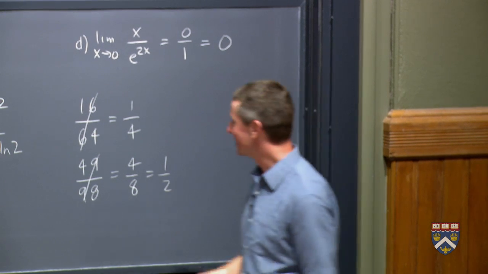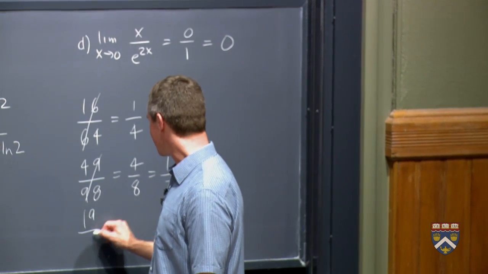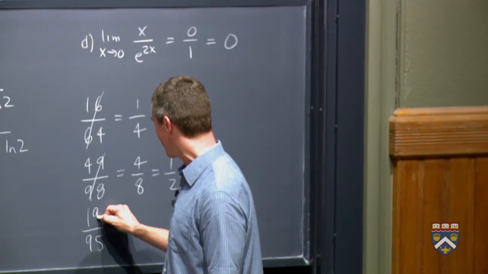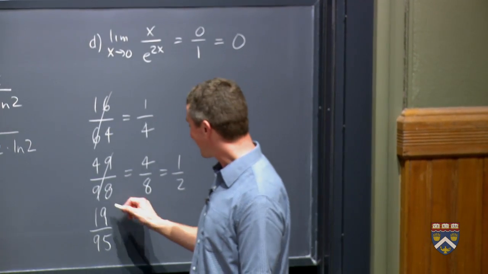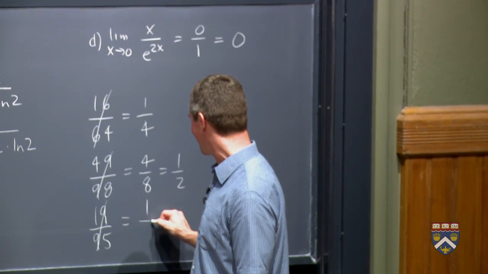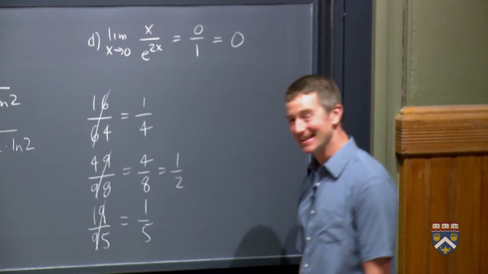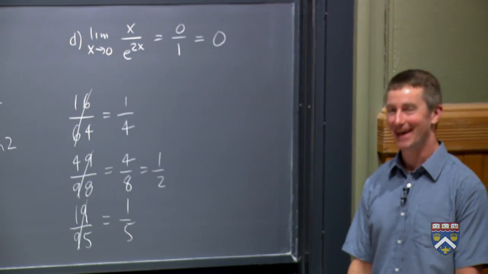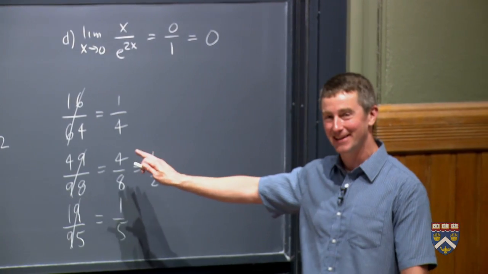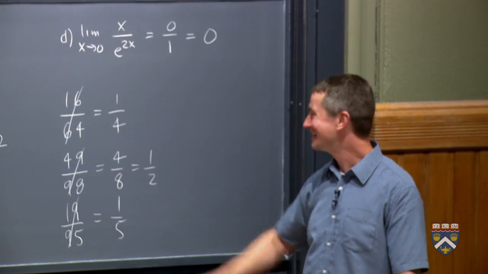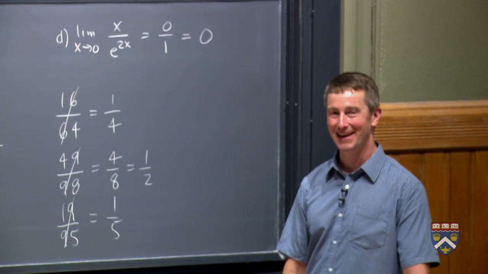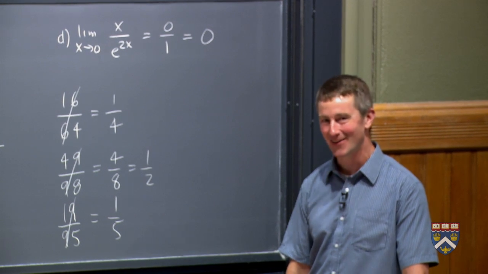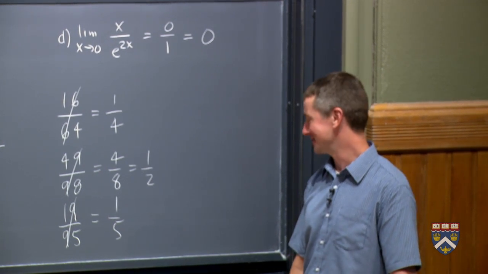I sure did. I might even do this, 19 over 95, just to pick another one completely randomly, of course. What would I do there? I'll cancel the 9s, and I would get 1/5. Again, did I get the right answer? Yes. Was any of these things legal? Absolutely not. So please don't try this on your own. We want to make sure that we are getting the right answer for a legal mathematical reason.